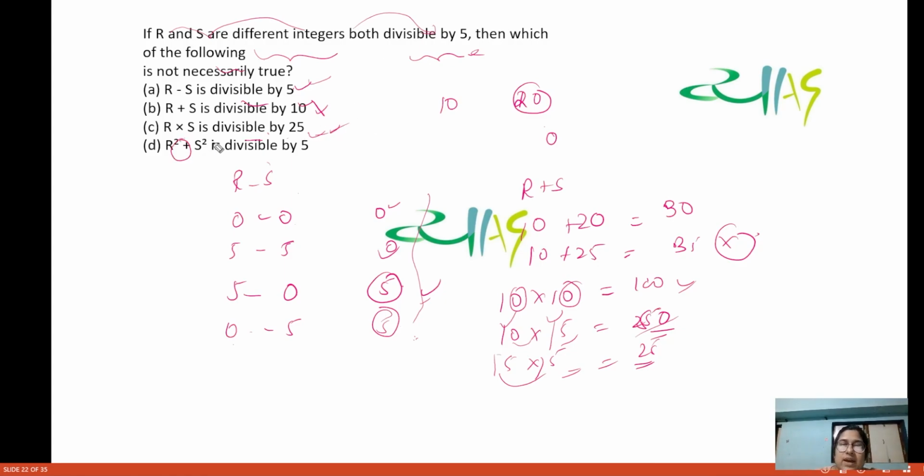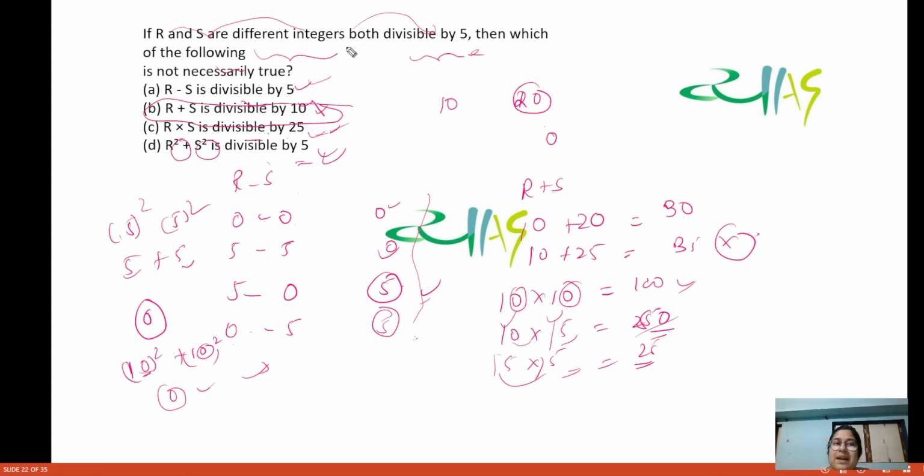And then it is saying r square plus s square is divisible by 5. Now this is very easy, because see, if r and s have 5 as unit digit, then their squares will again return 5 as the unit digit, and the sum will have 0 as the unit digit. This will be divisible by 5. If both have 0 as unit digit, then again they will return 0 in the unit digit after addition. That will be divisible by 5. So in any case they will be divisible by 5. So r plus s is divisible by 10. This condition is not necessarily true. Only this condition is not necessarily true.